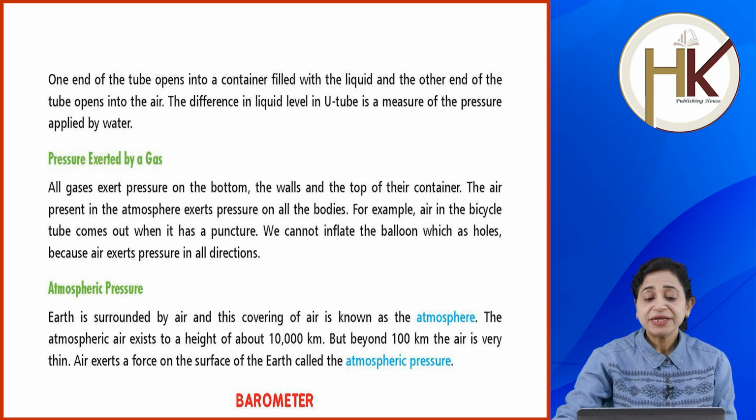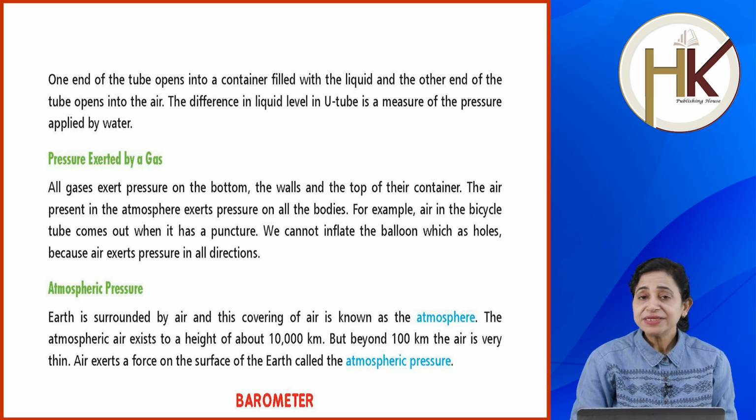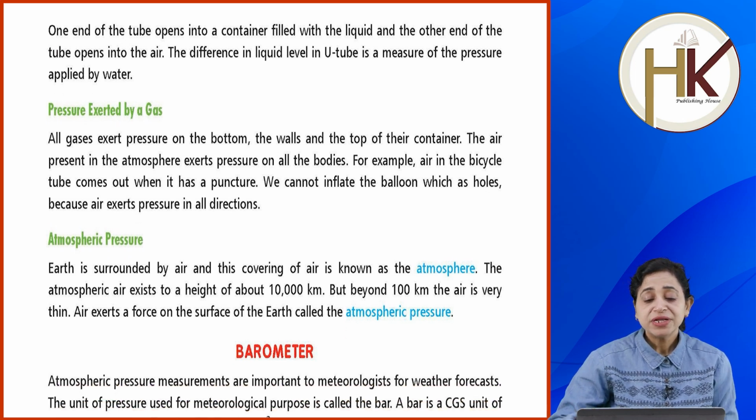Pressure exerted by a gas. All gases exert pressure on the bottom, the walls and the top of their container. The air present in the atmosphere exerts pressure on all the bodies. For example, air in the bicycle tube comes out when it has a puncture. We cannot inflate a balloon which has holes, because air exerts pressure in all directions.